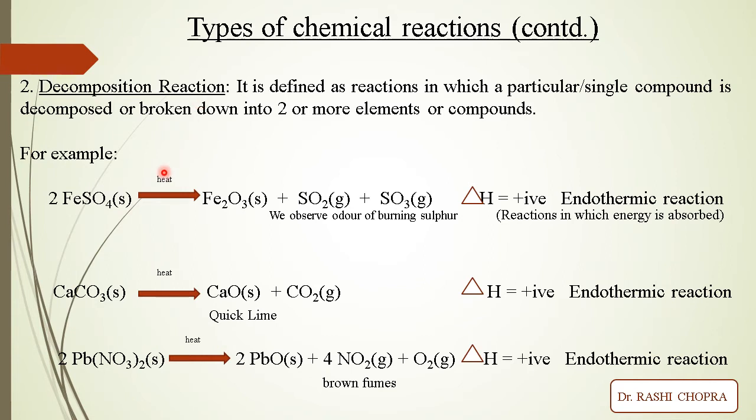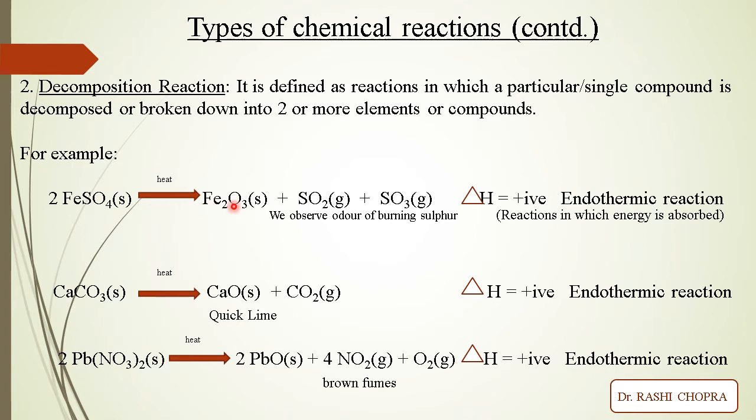For example, this is something you are going to observe in your laboratory. You will take a test tube and add a spatula of ferrous sulfate crystals. Ferrous sulfate is FeSO4. These crystals of ferrous sulfate are green in color. Then you will go towards the burner and burn these ferrous sulfate crystals in the test tube.